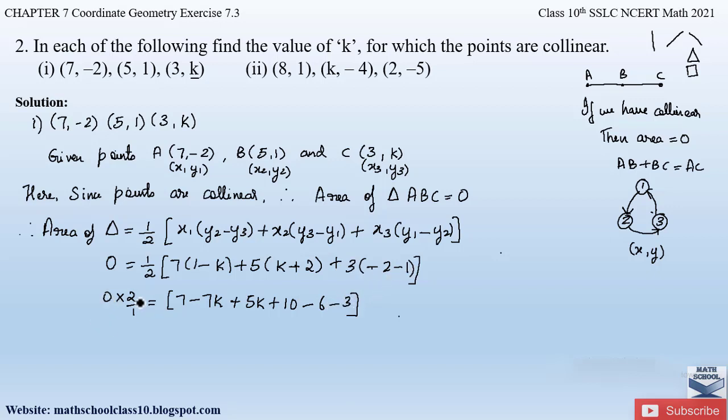So this 0 into 2 by 1, anything into 0 will be 0 here, equal to, first take the number. So we have here plus 7 and plus 10. So we will add that first. So that will be plus 17.